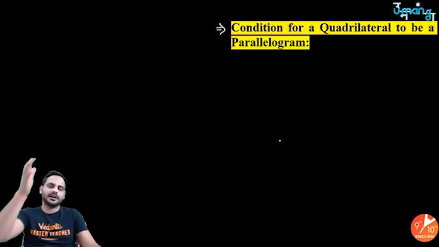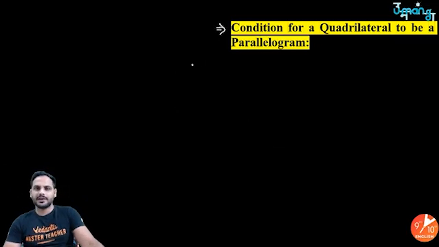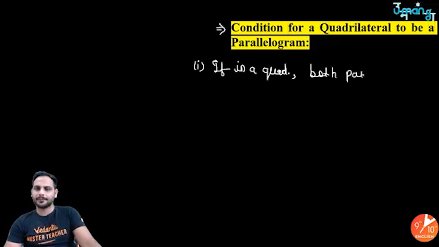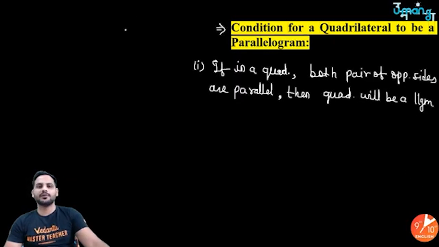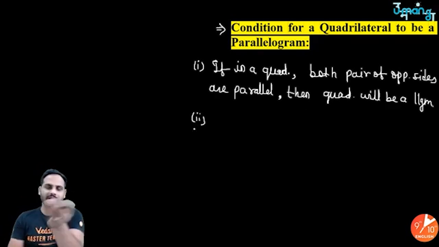What will be the conditions so that you can say that a quadrilateral will be a parallelogram? Okay. So one criterion is, if in a quadrilateral both pairs of opposite sides are parallel. First thing, prove that both pairs of opposite sides are parallel. If you are able to prove that in a quadrilateral both pairs of opposite sides are parallel, then you can say it will be a parallelogram.